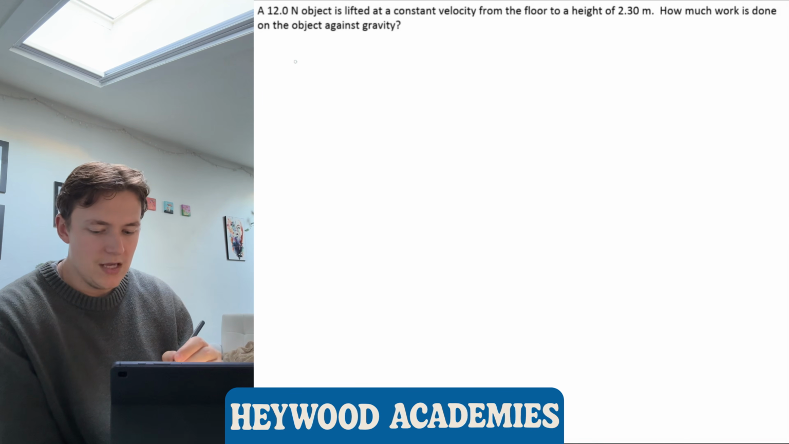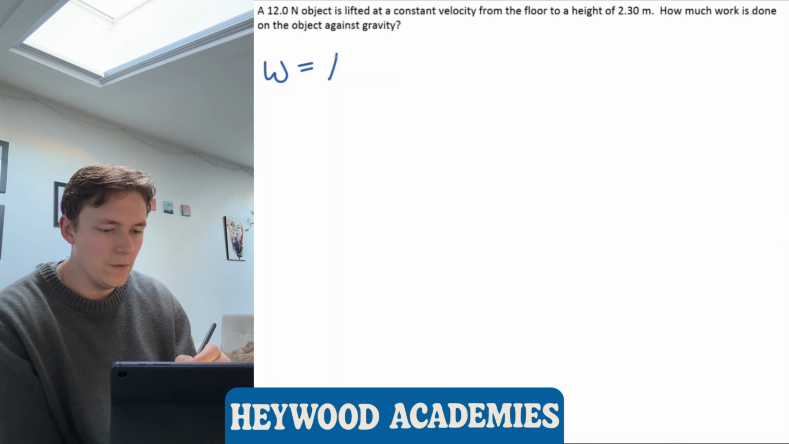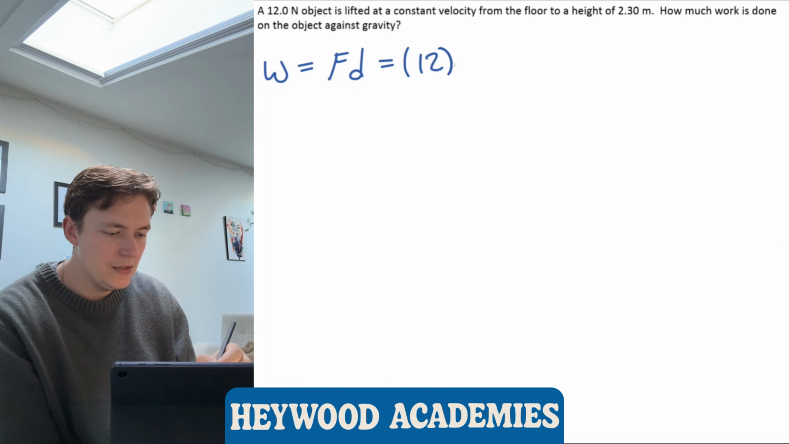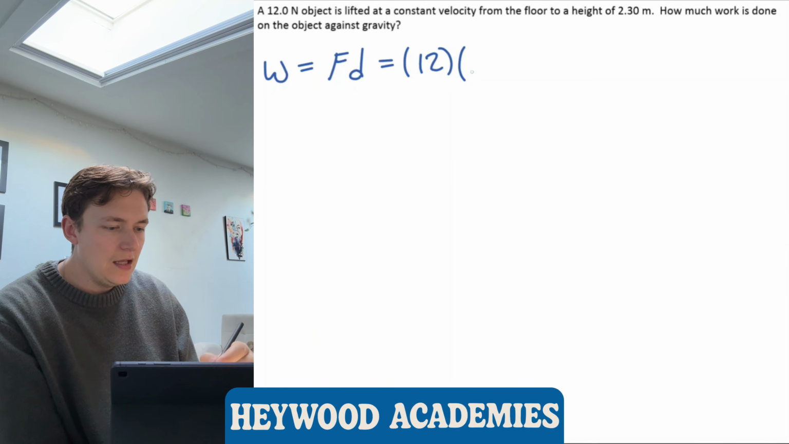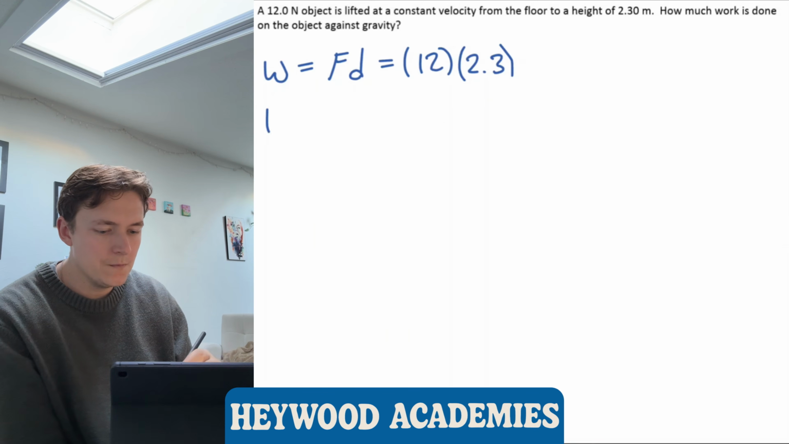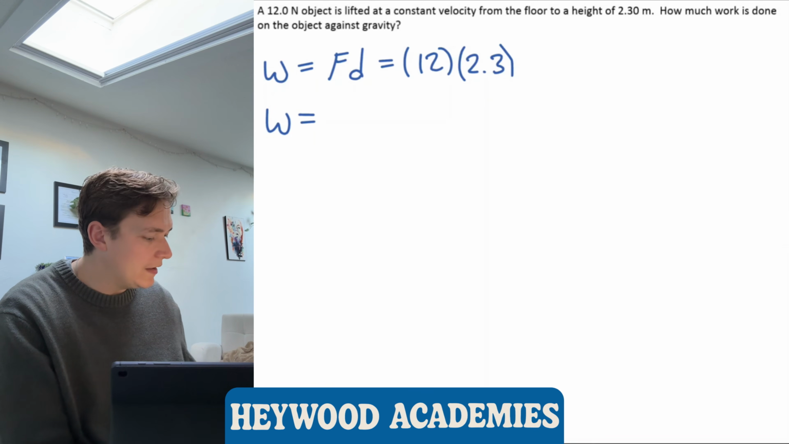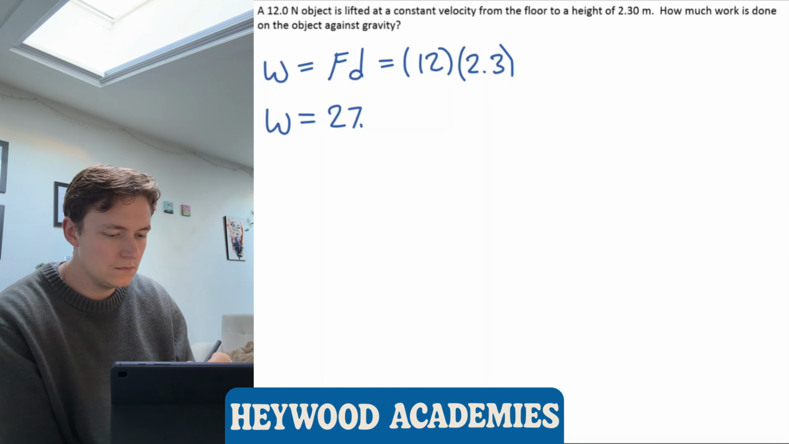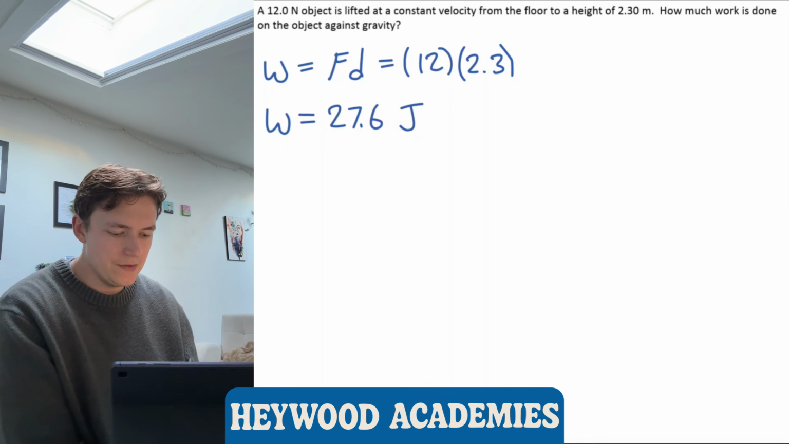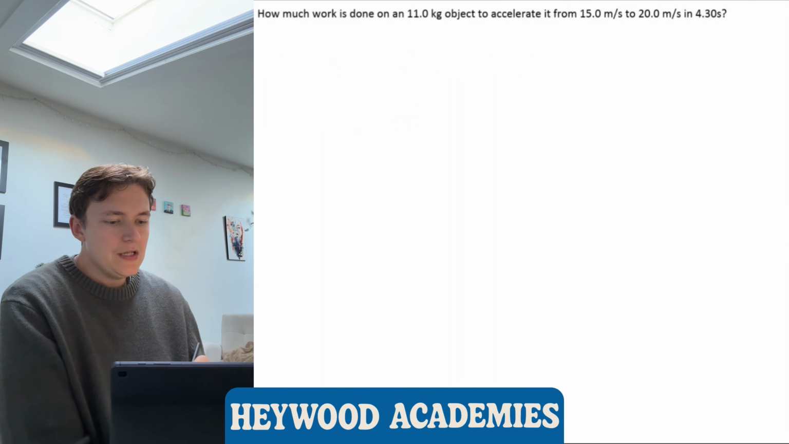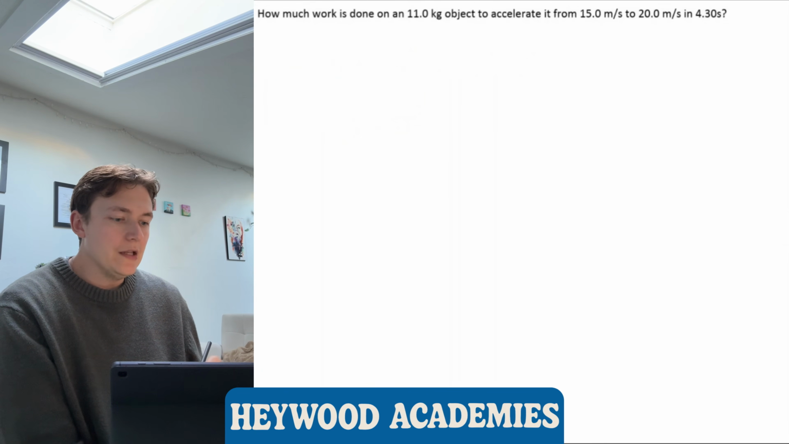So that means that we can just go ahead and plug that into our equation. Work is equal to force times distance. The force was given as 12 newtons, so no need to multiply that by g again. And it lifted a height of 2.3 meters. So we can just take 12 and multiply it by 2.3. We get 27.6 joules.